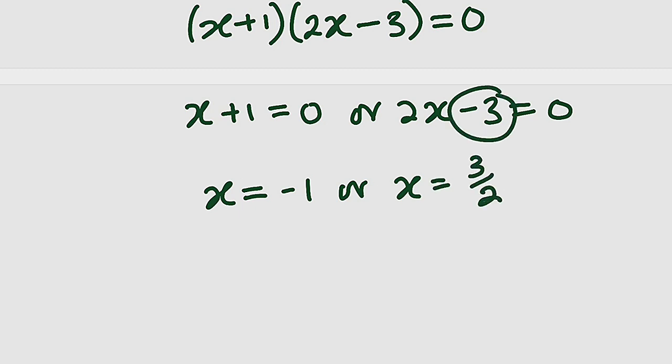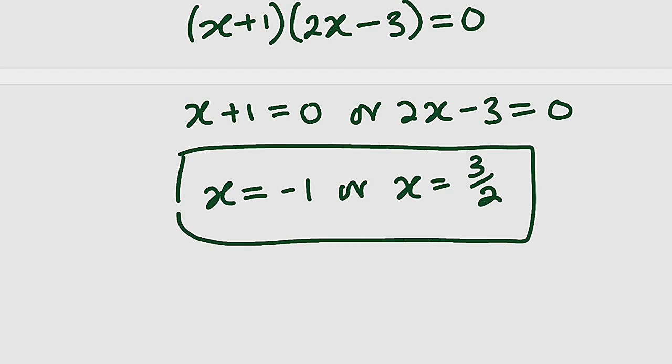If you take negative 3 to the other side, it becomes positive. Then you divide both sides by 2. And hence, this is just the result or the answer to that problem.